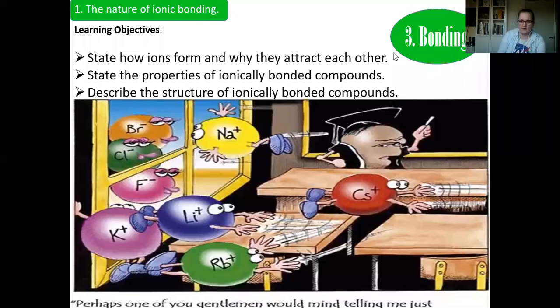So what we're going to look at is bonding. Some of this will actually be a recap from what we've done at GCSE, and then just taking it into a little bit more detail for A level. What you will notice is there'll be discussions and mentions of intermolecular forces and intramolecular forces.